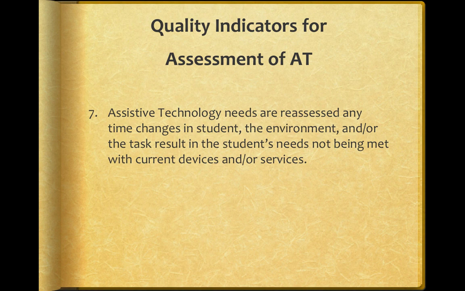And so anytime we feel like the assistive technology is not meeting the current needs, then we're looking at a reassessment. So the reassessment is not happening just every 3 years as it does in eligibility, but also when the student's needs change. You are doing some reassessment and maybe some trial of some new tools.